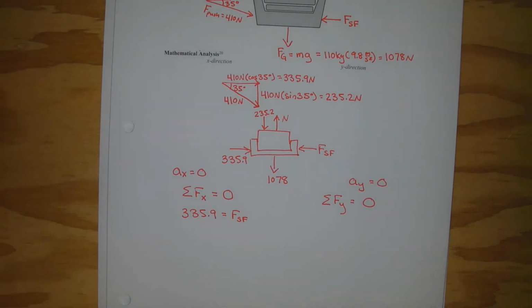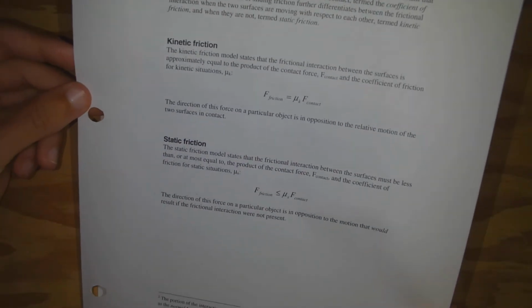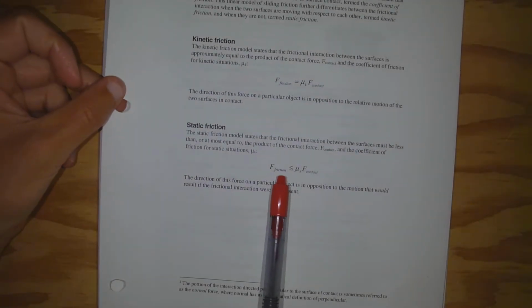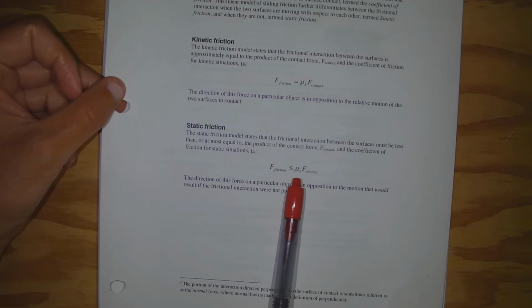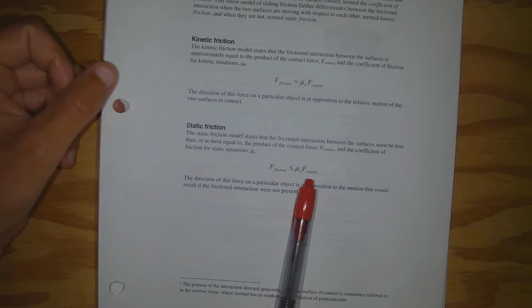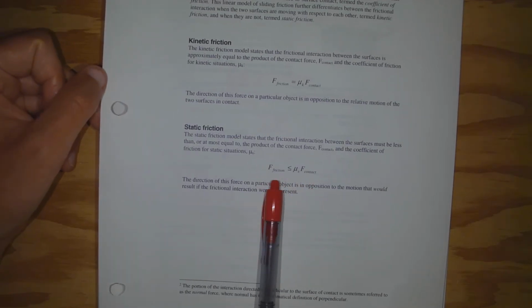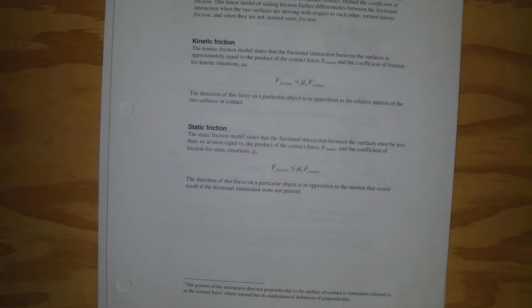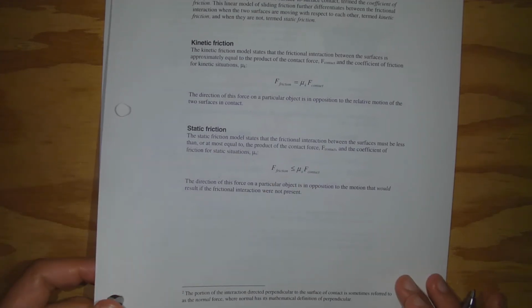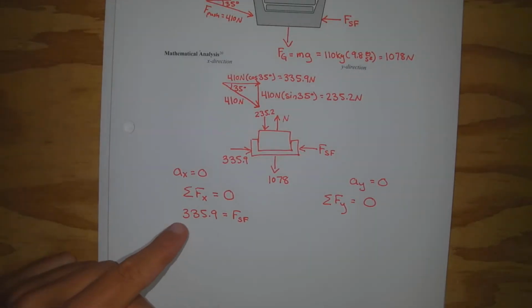Notice that we did not use our equation from page 57 here, because this, where you take the coefficient of static friction and multiply it by the normal force, gives you the maximum value for the force of static friction. So we know that the force of friction has to be less than the coefficient times the normal force, but that doesn't tell us what the force of static friction is. So we just find that from summing up the forces in the x direction.